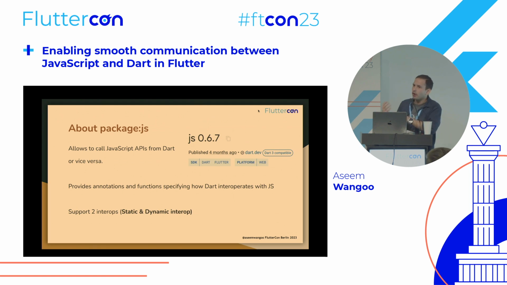So if we talk about this package JS, it allows us to call JavaScript APIs from the Dart side, or Dart code from the JavaScript side. On the right-hand side, you can see the package name and its current version, which is 0.6.7. This package allows us to provide annotations or functions which specify how that interoperability should work. And this package supports two types of interop, the static interop and the dynamic interop.